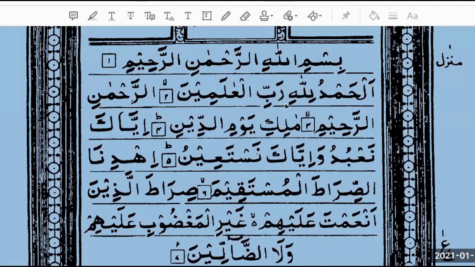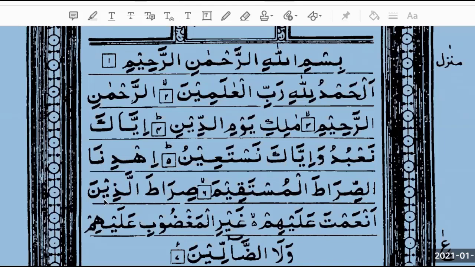Alhamdulillahi Rabbil Alameen. Ar-Rahmanir-Rahim. Maliki Yawmiddin. Iyyaka na'budu wa iyyaka nasta'in. Ihdinas. No. Ihdinas. Yeah. Siratal mustaqim. Again, this one. Ihdinas siratal mustaqim.